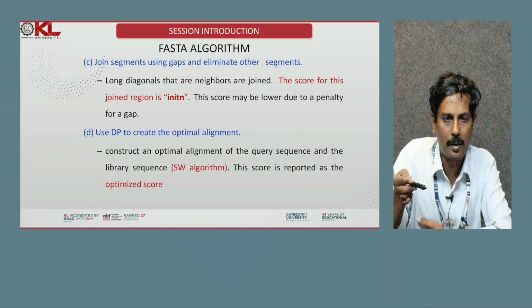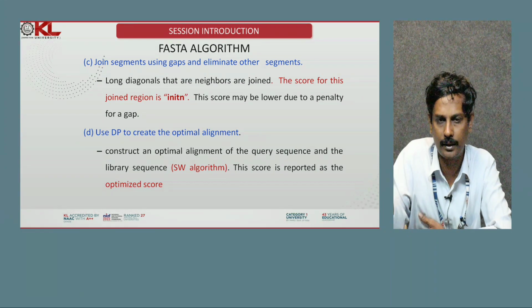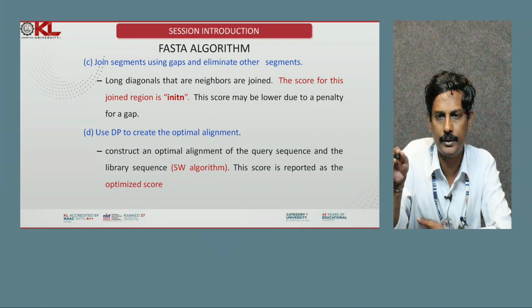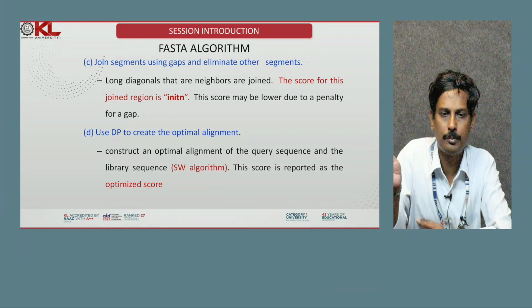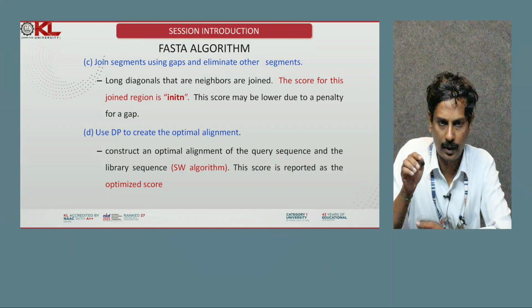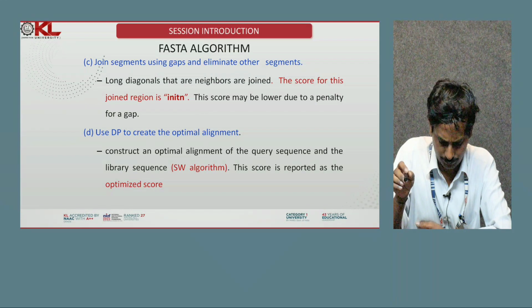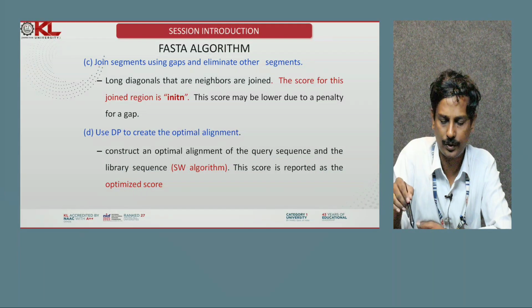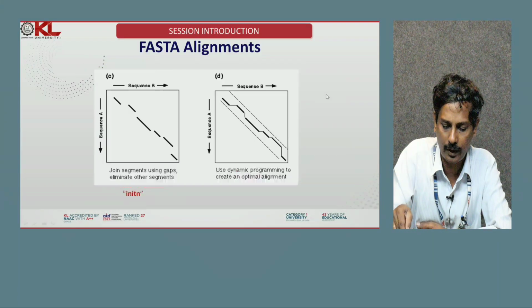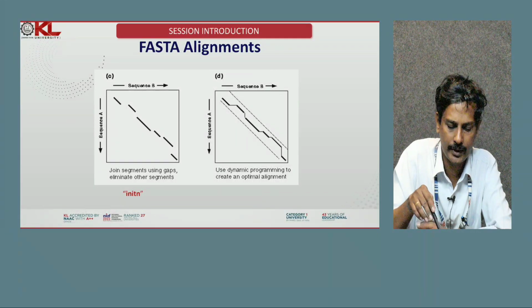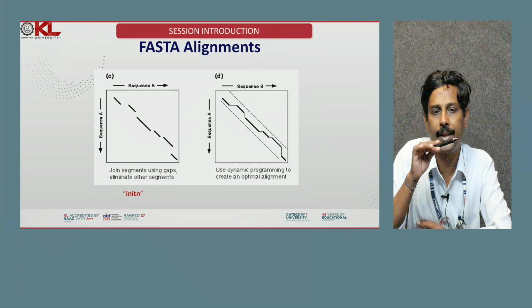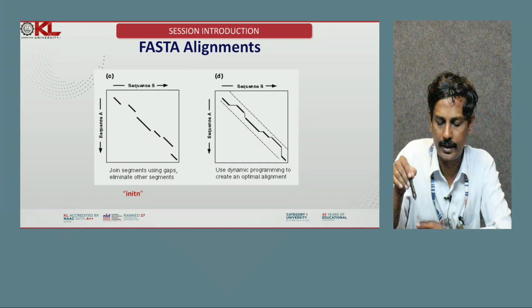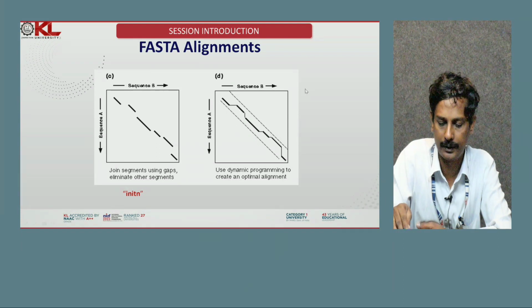Use dynamic programming to construct an optimal alignment of the query sequence and the library sequence, using the Smith-Waterman algorithm. The Smith-Waterman algorithm is a dynamic programming method for local alignment. This score is reported as the optimized score. This is the working principle of the FASTA algorithm. Already I told you the FASTA alignment: join the segments using gaps, eliminate the other segments, then second, use dynamic programming to create an optimal alignment.